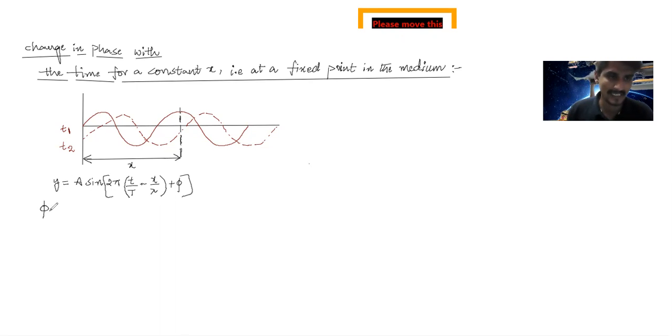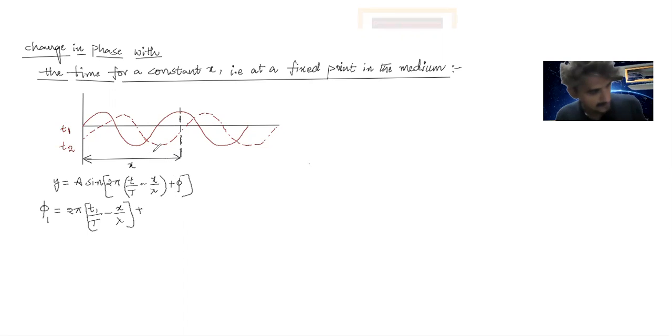Let us take that phi 1 means phase at time t1. Okay, phi 1. Now I'm going to write it as, see here, phi means phase. Now I'm going to write it as 2 pi into t1 by T minus x by lambda. Here x does not change. At the same x value we are calculating. Okay, x by lambda plus phi 1. Okay, it is phi 1, right?